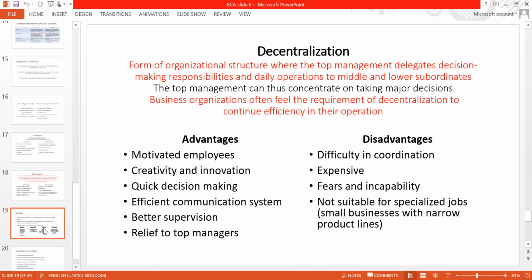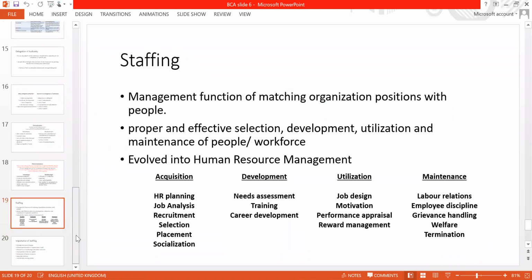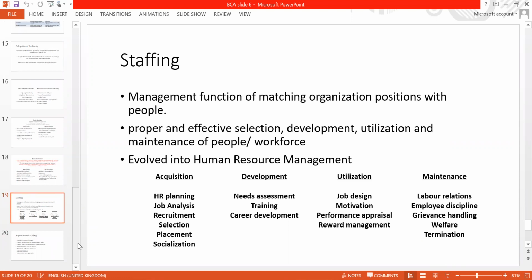So in the next class, we will talk a little bit about staffing, and then we will be done with organization structure. The mechanistic and organic structure will be explained by Anis. Then in the next class, we'll continue with staffing, and then we'll proceed. Right? For today, I stop here.